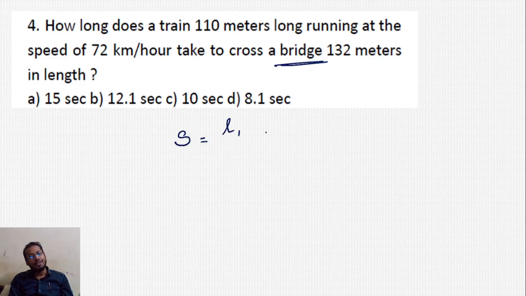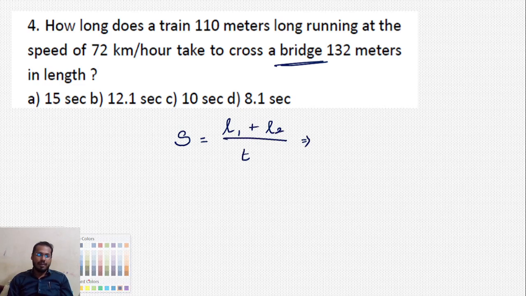Train had length, bridge also had length. So (L1 plus L2) over T. This is the formula. Now plug in all the values.